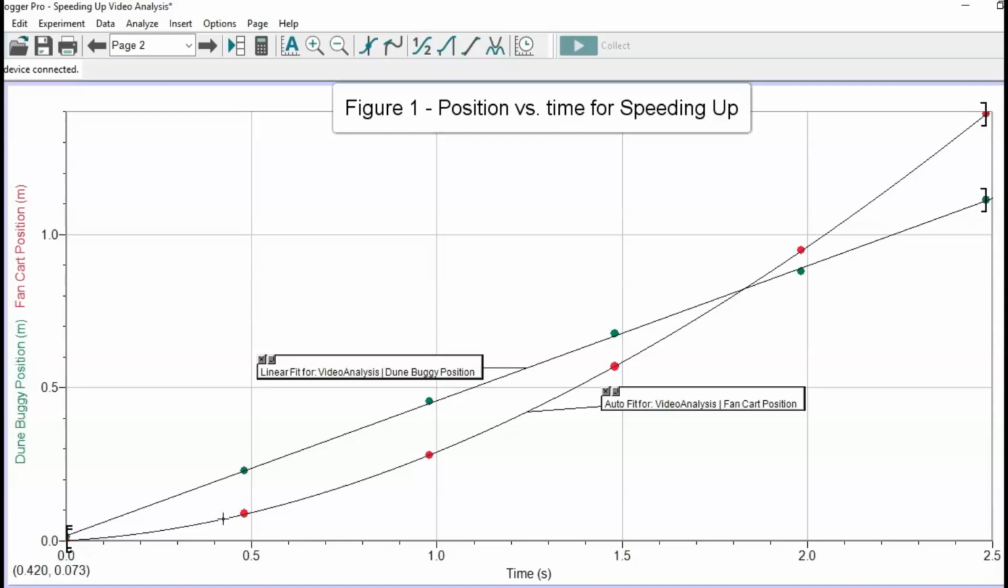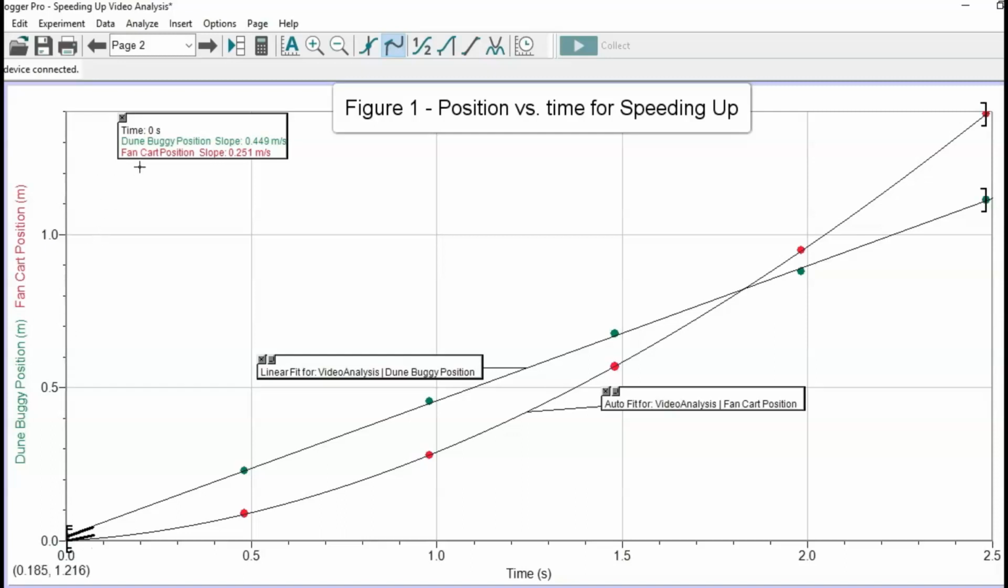However, we know with speeding up that the speed's going to get larger and larger, and that shows in the curve as the slope is going to get steeper and steeper. Notice that the curve starts out flat and it keeps getting steeper and steeper. That means the object is getting faster and faster. And we can turn on our tangent line function. This is just a neat function that we can put over each data point. So here you can see the tangent lines for the dune buggy and for the fan cart.